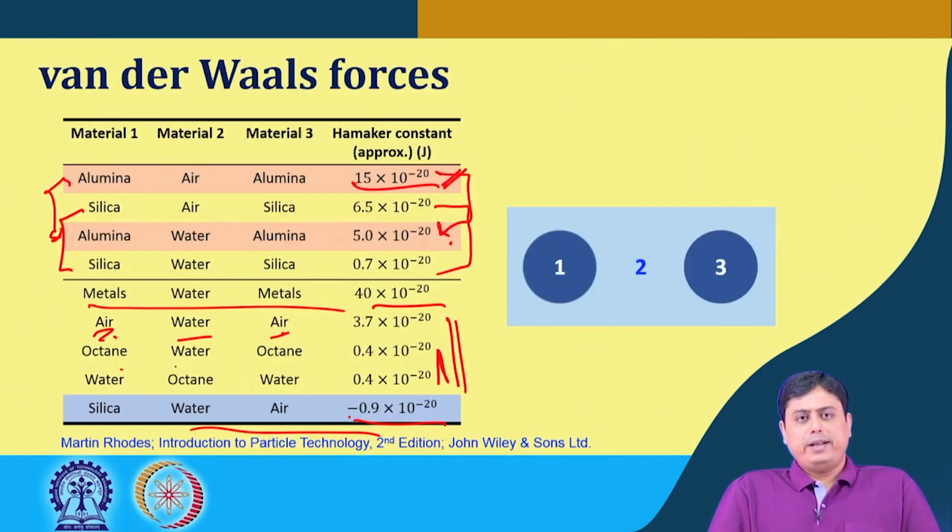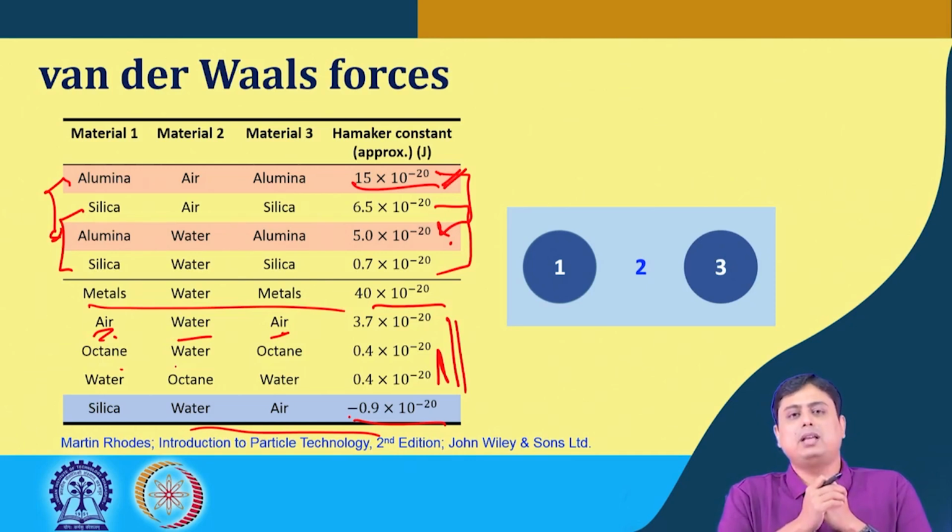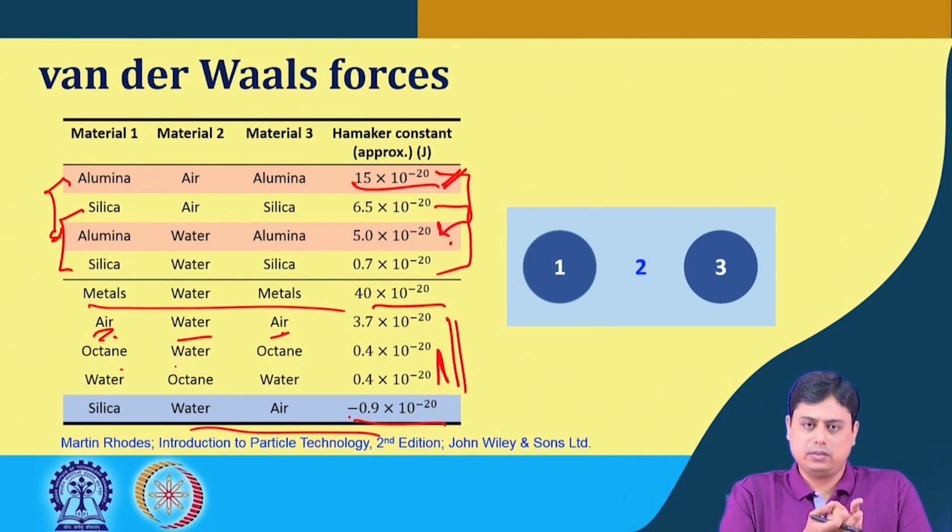So, this provides us an idea or the reason behind why separation of, say, alumina or silica particles in water becomes easier than when that is in air, or why the fine particles in contact with air are more cohesive than they are in water.